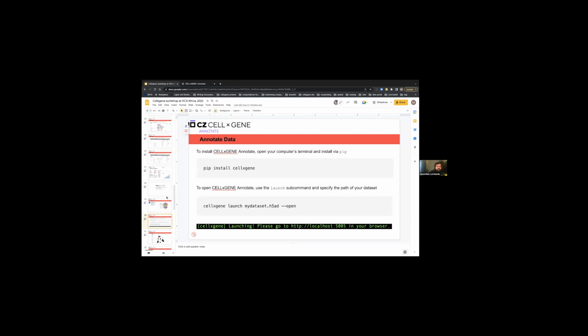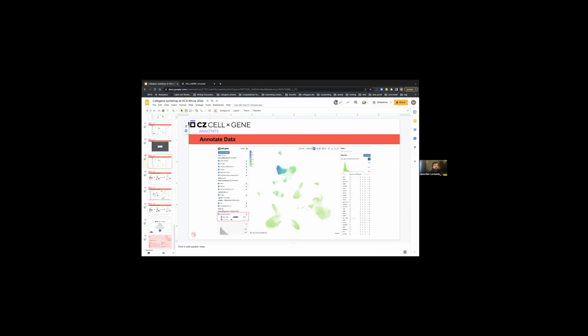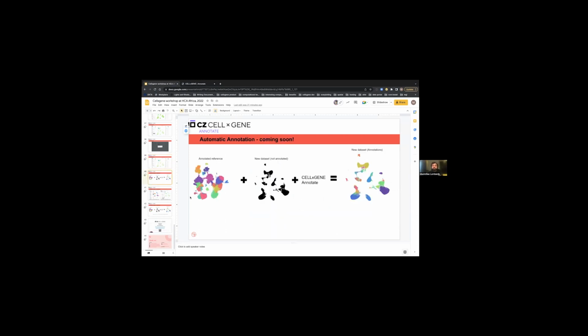With that, I'll switch back over to the presentation and just talk a little bit about some additional functionality that we have started to look at, or that we've started to do work on to aid in the annotation workflow in the CELLxGENE Annotate product. And essentially the concept is this.